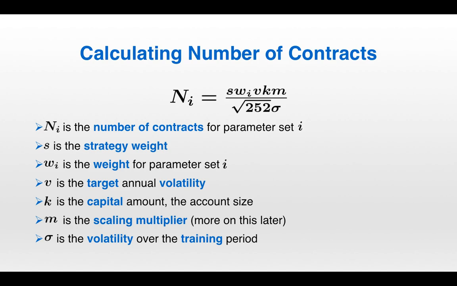Let's try to break this equation down into smaller parts. Notice the V divided by the square root of 252 times sigma. We talked about that on the last slide. That's how we're normalizing to our target level of volatility. Multiplying by K, the account size, will give us our dollar volatility rather than the percent volatility we previously had from V divided by the square root of 252 times sigma. So that takes care of V, K, the square root of 252, and sigma. After that's done, we multiply by W_i, the weight assigned to that parameter set. That's pretty self-explanatory. We multiply by S, the weight assigned to the strategy. That's also pretty self-explanatory. And finally, we multiply by M. M is the scaling multiplier. We're going to talk a lot about that later on.